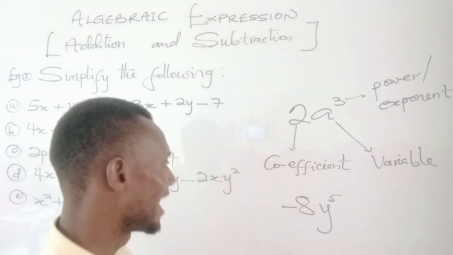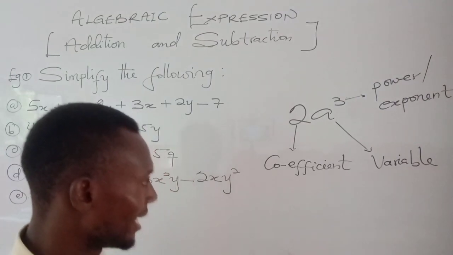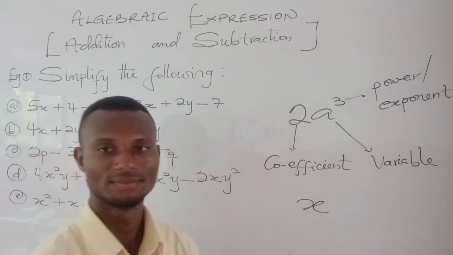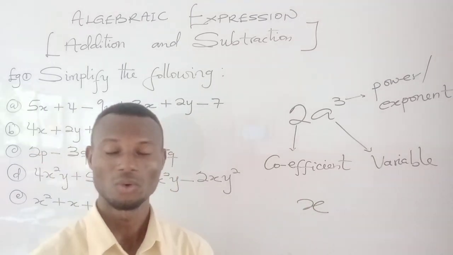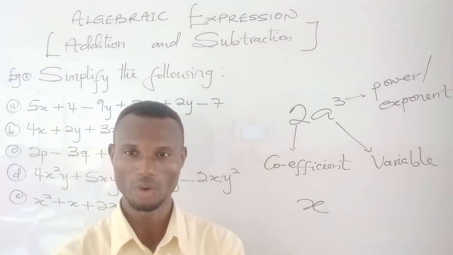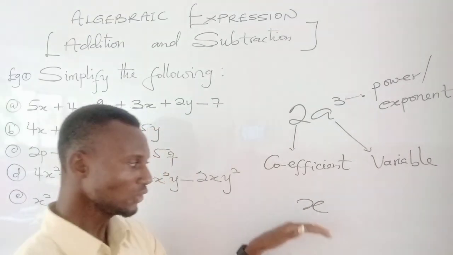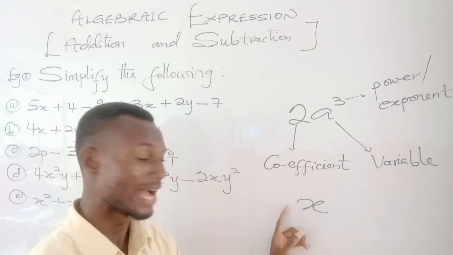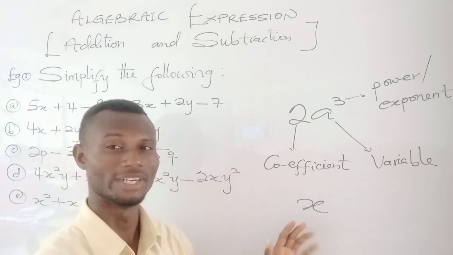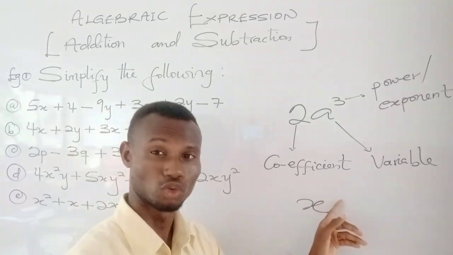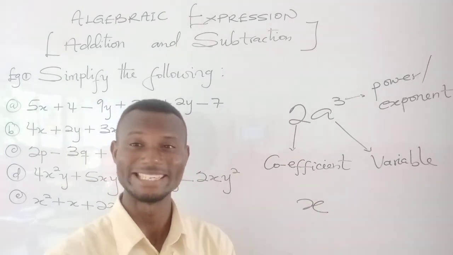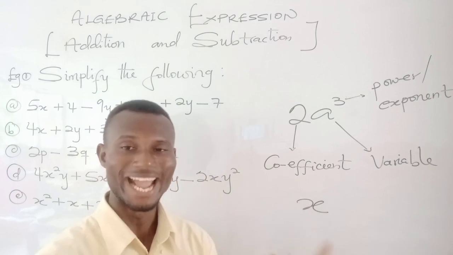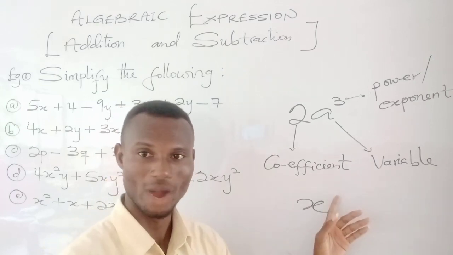Now, what if I have something like this? Let's say I have only s on the board. So, what is the power? What is the coefficient? Now, you can see that I have only s on the board. There's no specified number in front of it, and also there's no specified number on top of it. So I'm saying that in that case, it means that the coefficient is 1 and the power is also 1.